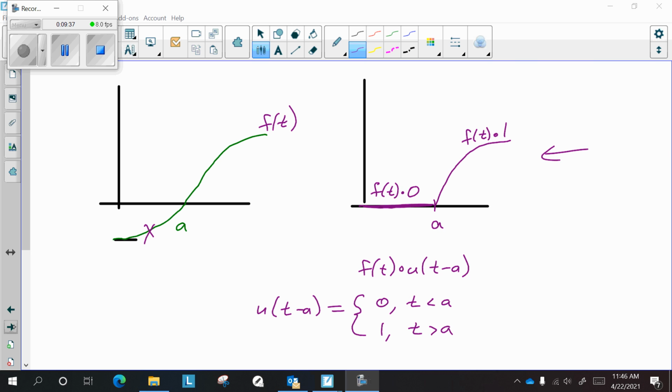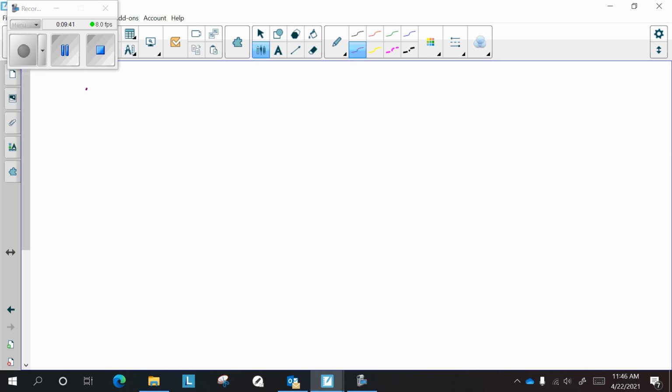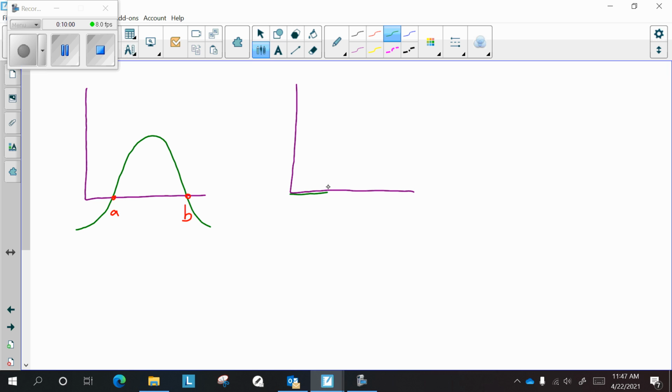Well, sometimes we might have a function that we need to turn on for a little while, but then turn it back off. For example, we might have a function that does this. And I'm just going to call this A and this B. So we might want our function turned off until we get to A, and then turn it back off once we get to B. So between A and B, we want it to use our function. So if we call this function f, then in this section, we want f to be multiplied times 0. In this section, we want our function just multiplied by 1. And then in this section, we want it to be multiplied times 0 again.